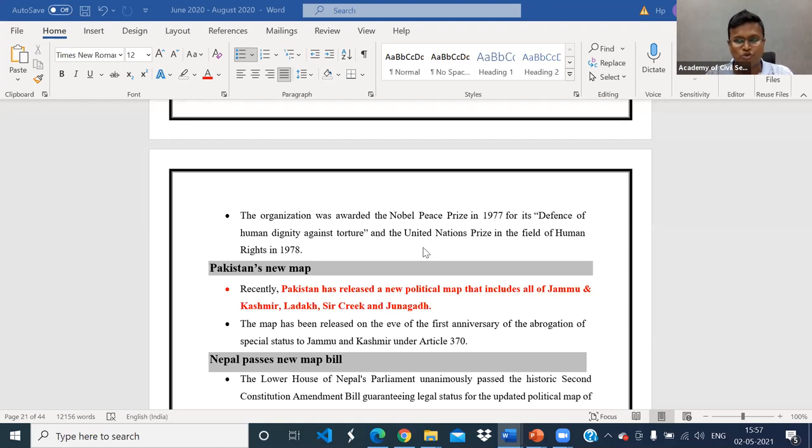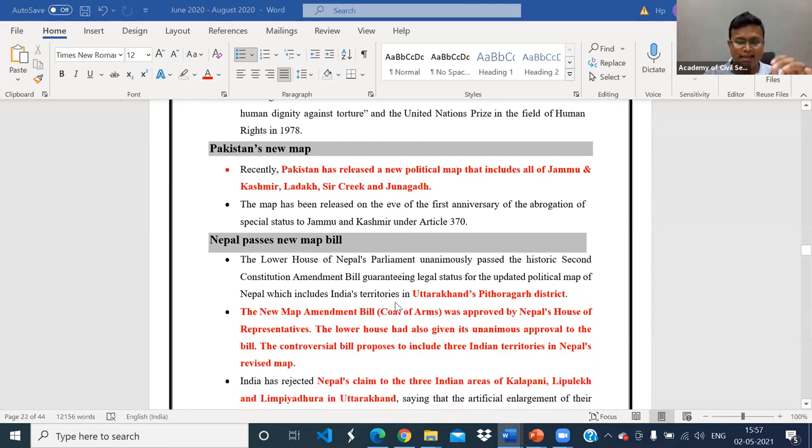Otherwise, Pakistan's map is not important for us, but the geographic areas mentioned there might come as a question. And again, similarly, Nepal has also created a headache for us. Nepal passed a new map bill.